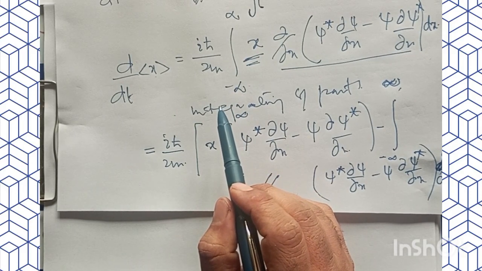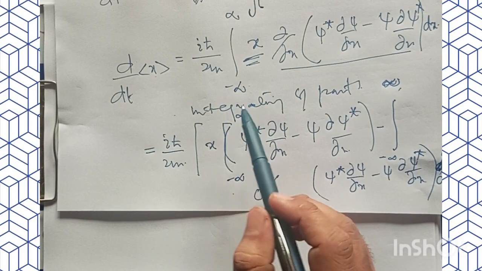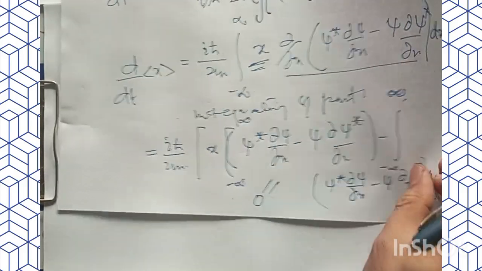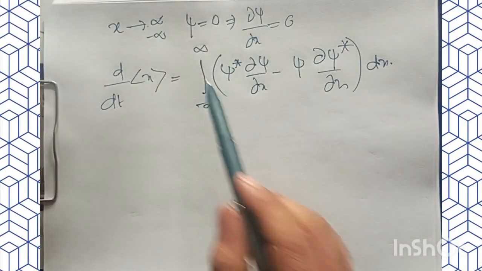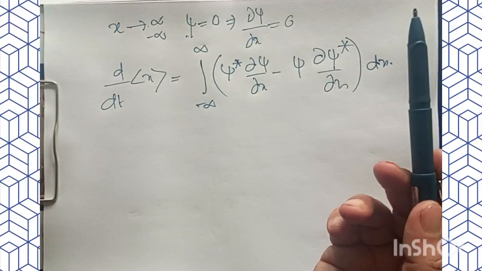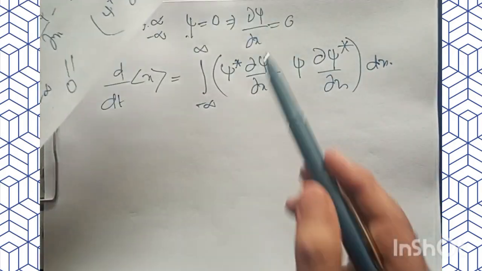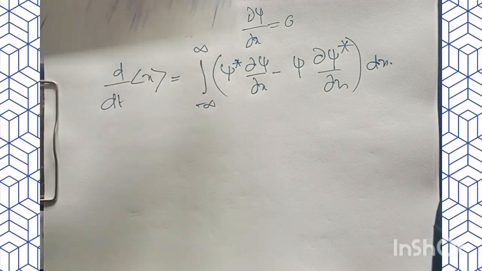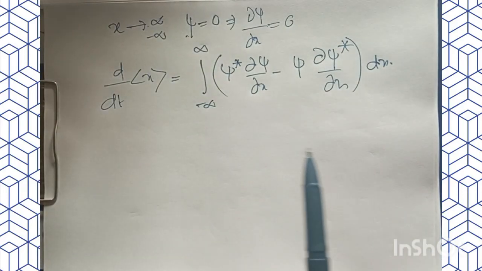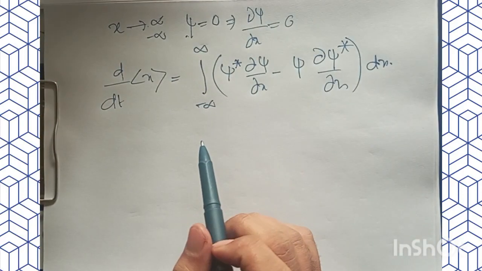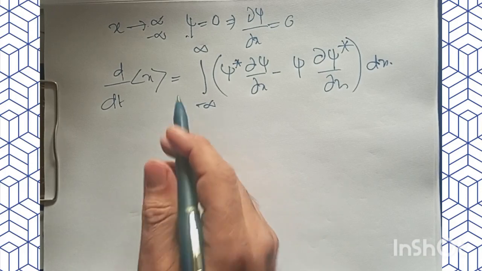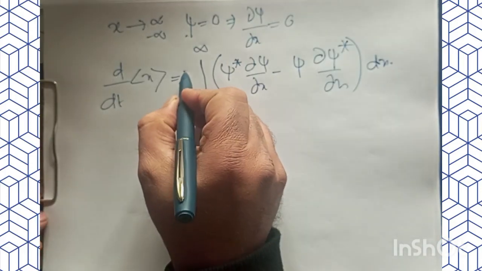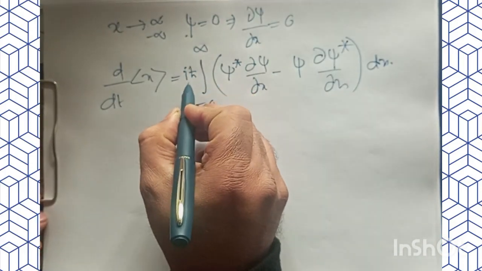So when that's the case, then at x the psi should be 0. There should be no value for a wave function at all, and automatically the derivative of this psi will also give us the 0 value.